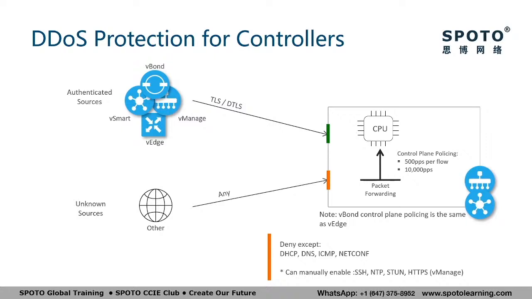The DDoS protection for controllers is a similar idea. By default, only authenticated sources are allowed. It only allows vBond, vSmart, vManage, and vEdge, everything in the whitelist. The communication is encrypted by DTLS. For any other unknown sources, it's a deny. It's not allowed. The exceptions here are DHCP, DNS, ICMP, and NETCONF.